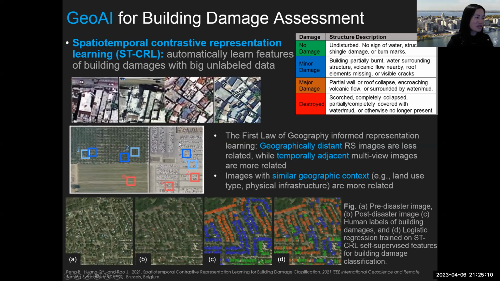One of the contributions of this work is that we leverage the first law of geography to inform the positive and negative pair selection. For example, the closer the distance of two image pairs, the more likely they are a positive pair, right? And the farther away they are, the more likely they are negative pairs. And we also leverage geographic context to help us select the positive and negative pairs, utilizing, for example, land use type and physical infrastructure type to inform the selection process.